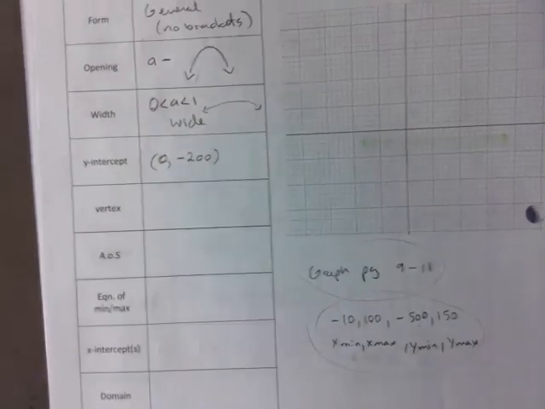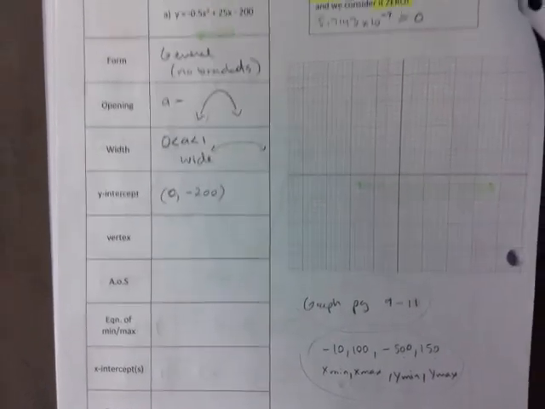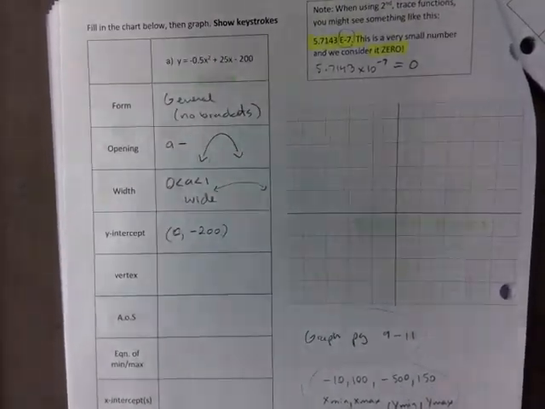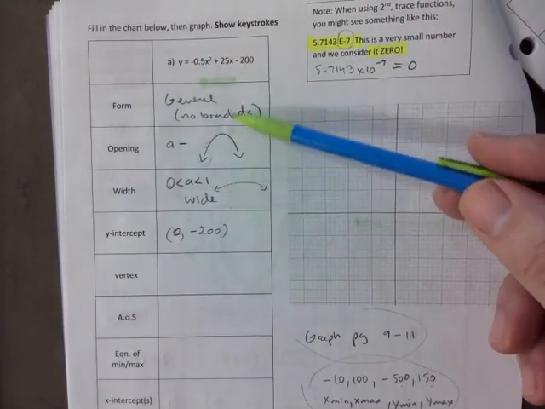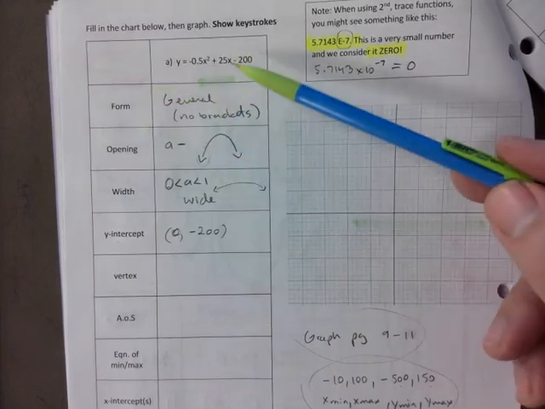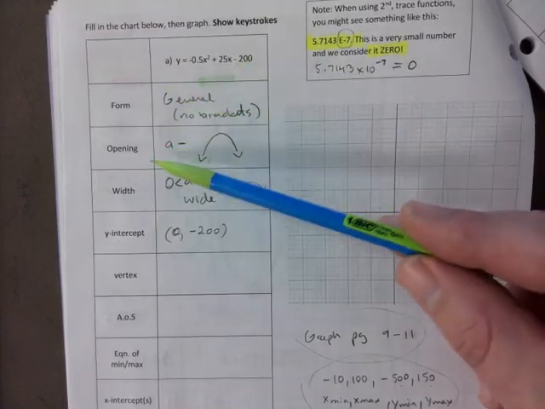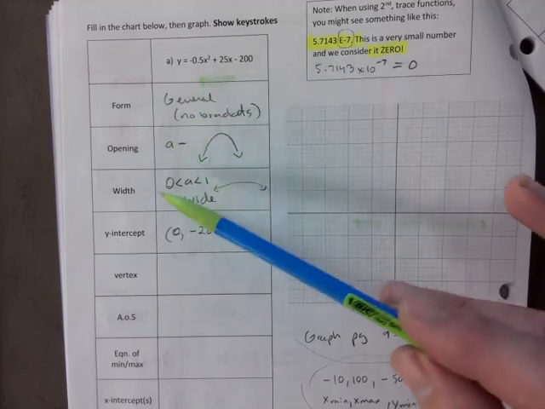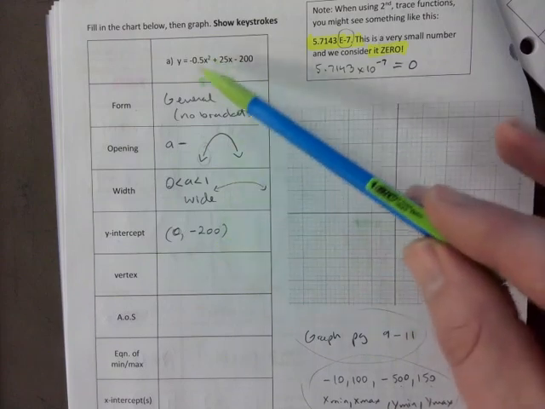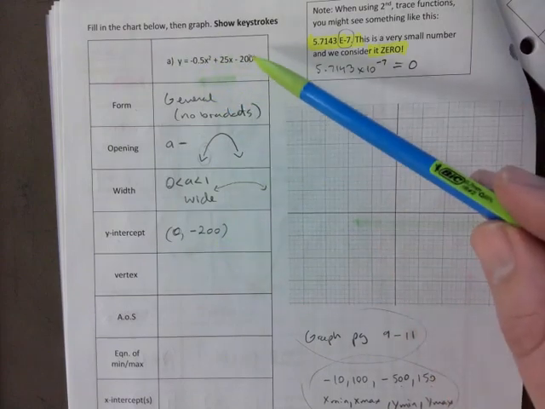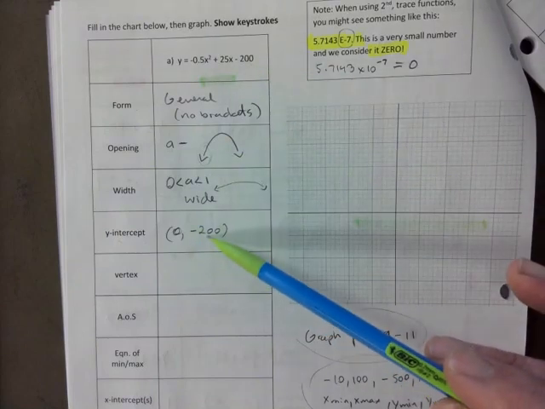We get to the part where we ended last lesson, and we talked about how at first we were able to fill in for sure the first three things, like what the form was. We knew it's general, there's no brackets. Which way was it opening? The width. And we also could figure out the y-intercept because it's in general form. We know that that last number is the y-intercept.